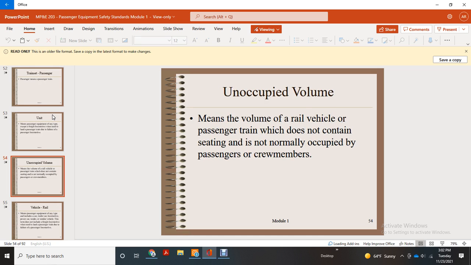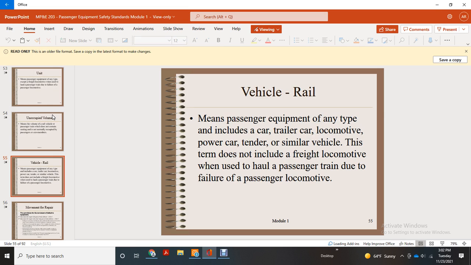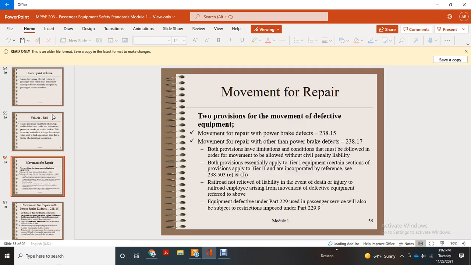Unoccupied volume means the volume of the rail vehicle or passenger train that does not contain seating normally occupied by passengers or crew members. Vehicle, rail, means passenger equipment of any type, including the car, trailer car, locomotive, power car, tender, or similar vehicle, but this term does not include the freight locomotive when used to haul a passenger train due to failure of the passenger locomotive.